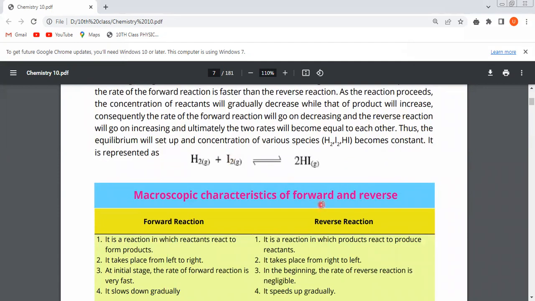Microscopic characteristics of forward and reverse reaction. Forward reaction: it is the reaction in which reactants react to form product. It takes place from left to right. Reverse reaction: it is the reaction in which product reacts to produce reactant. It takes place from right to left. At the initial state, the rate of forward reaction is very fast, while in the beginning the rate of reverse reaction is negligible. The forward rate slows down gradually and the reverse rate speeds up gradually.